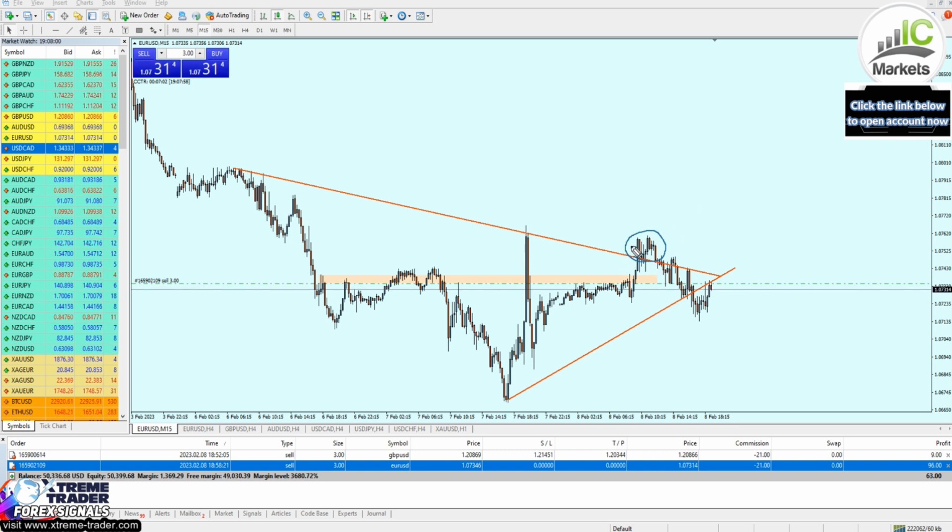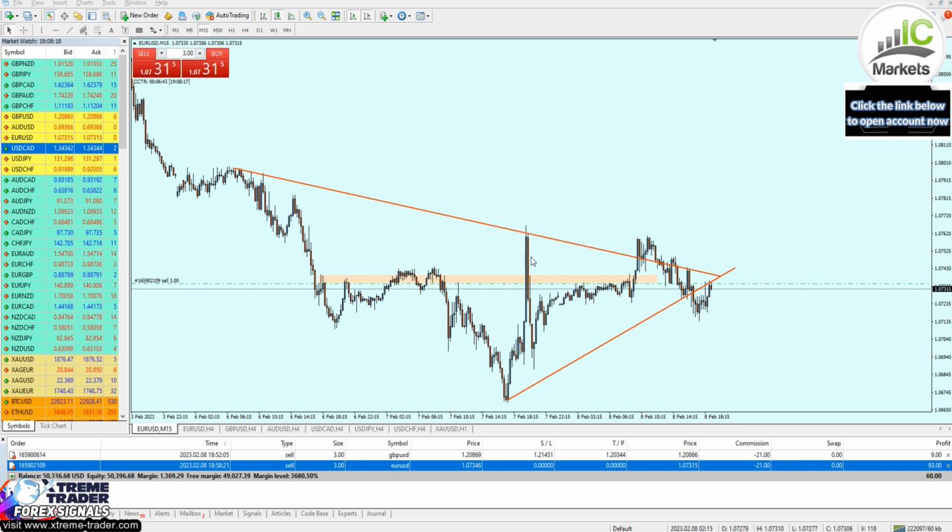The reason is these are fake attempts of a breakout. This was indeed the real level of the resistance. We had right here two candles that look like twin candles. These are actually fake breakouts, and right here is the real level of the resistance.